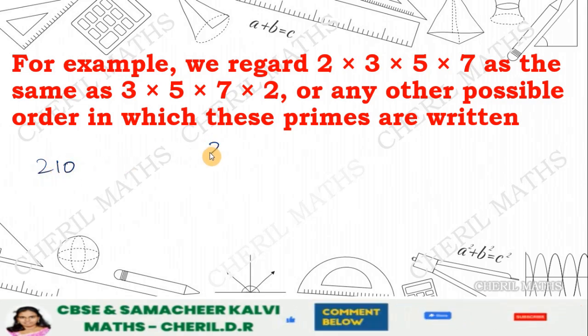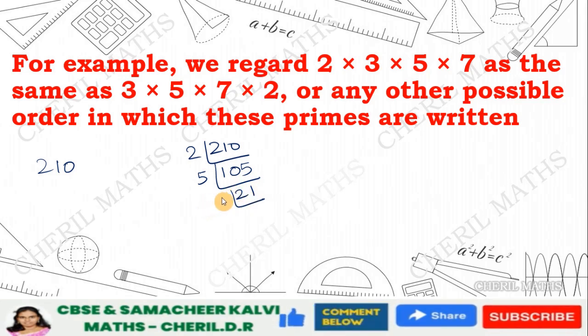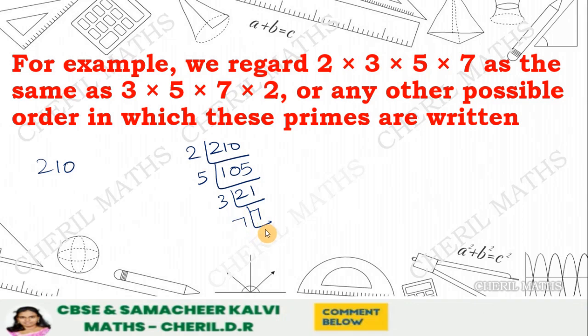So how do you write it? You have 210. You can do it using prime factorization. So you will have 2 table, 2 1s are 2. So this will not go. 2 5s are 10. Then you can do with 5 table, 5 2s are 10, 5 1s are 5. And then 3 table, 7s are 21. 7 table, 1s are 7.